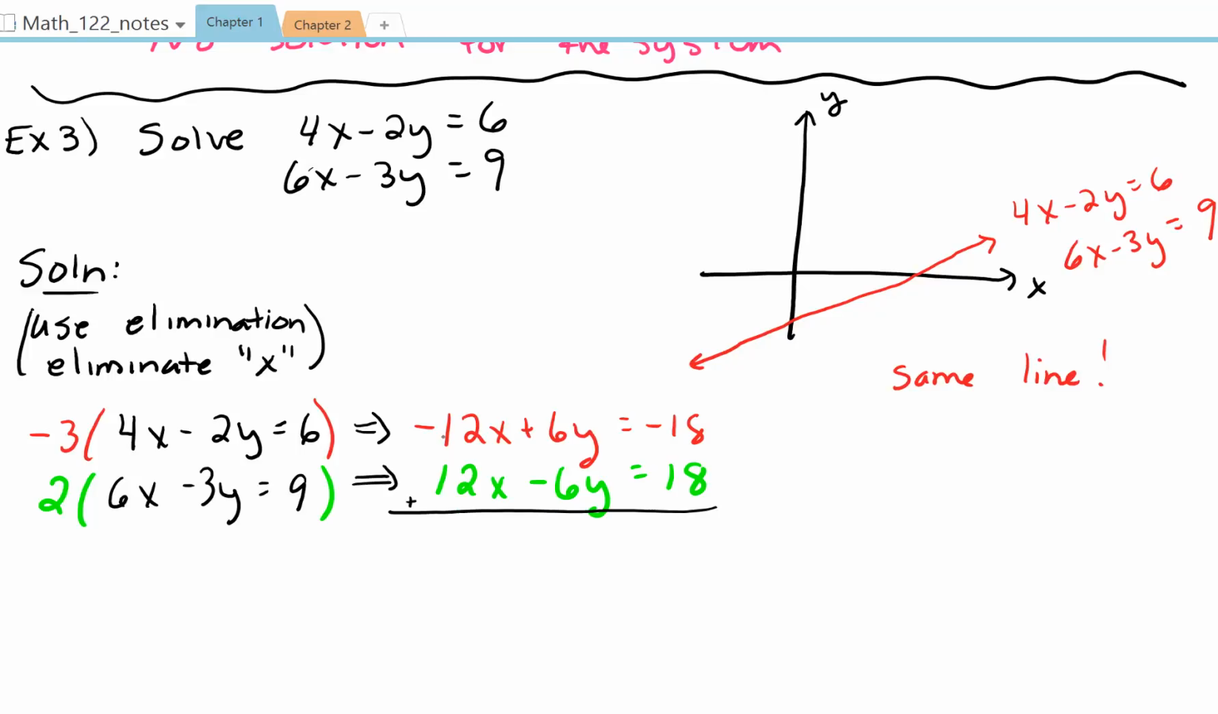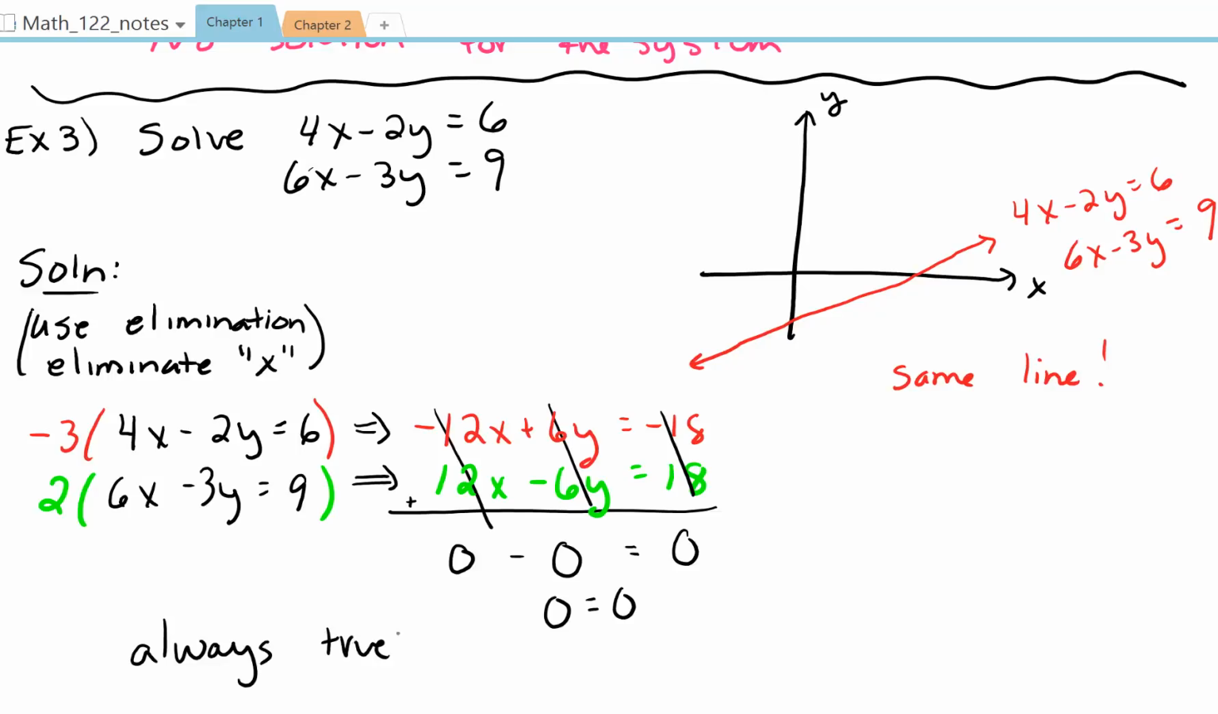And what happens when we add these up? Well, our 12x's cancel out, so that gives us a 0. And the 6y's cancel out. And the 18's cancel out. In other words, we have 0 equals 0. This is a situation that's always true. 0 is always equal to 0. In other words, there's no restrictions on x and y.